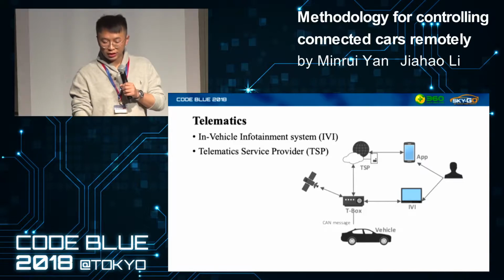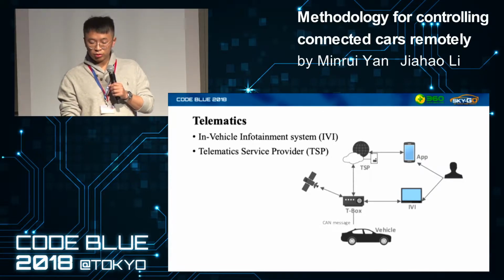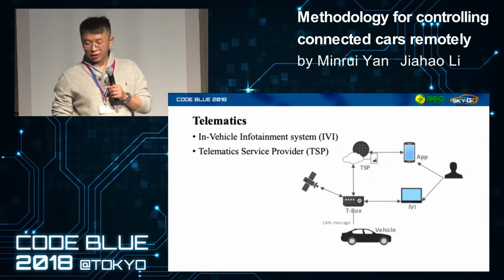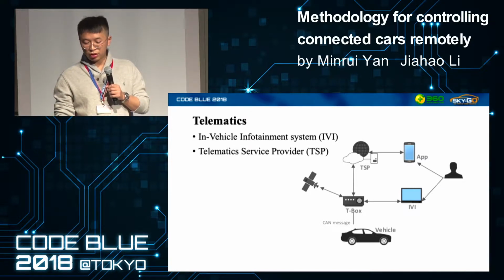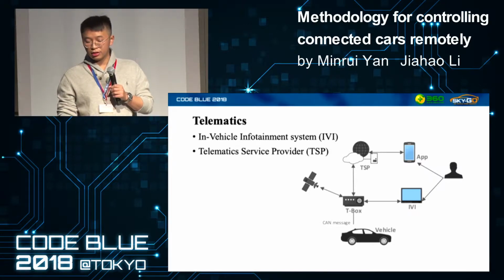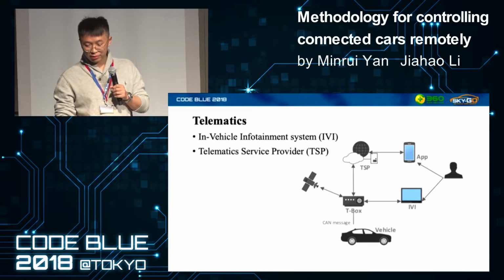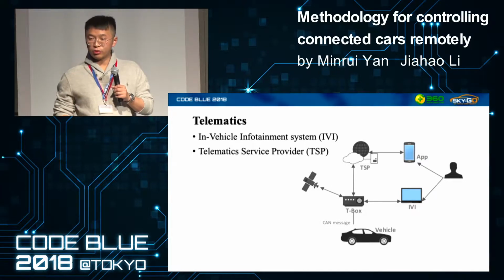The second key point is TSP. TSP could store your user data and analyze it for providing service. So they may have your sensitive data, like your driving path. They could know where you went last night. In some cases, you could install an application on your smartphone and use it to get your car's status and control your car remotely. It's a lot of cloud service.